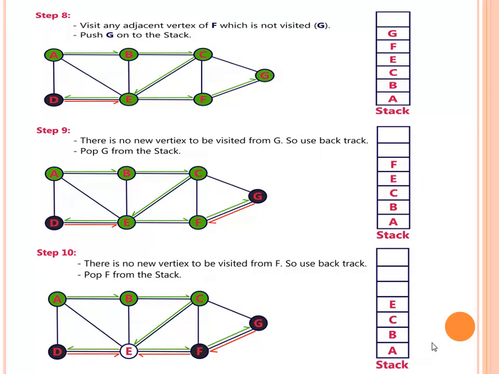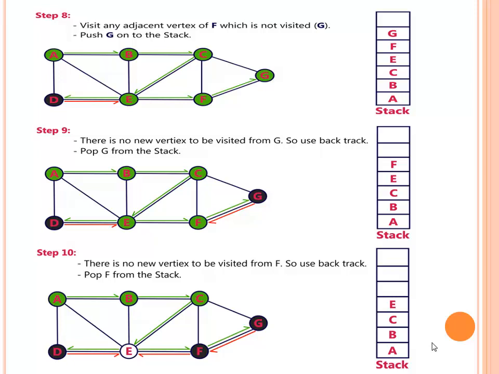Visit any adjacent vertex of F which is not visited. Here G is not visited. Visit G and push G onto the stack. Now G is on the top of the stack and there is no new vertex to be visited from G. So use backtrack, pop G from the stack. Now F is on the top of the stack and there is no new vertex to be visited from F. So use backtrack and pop F from the stack.